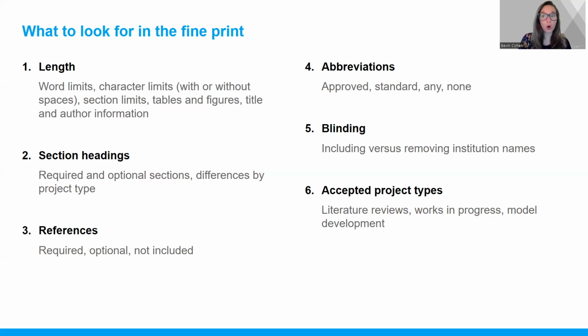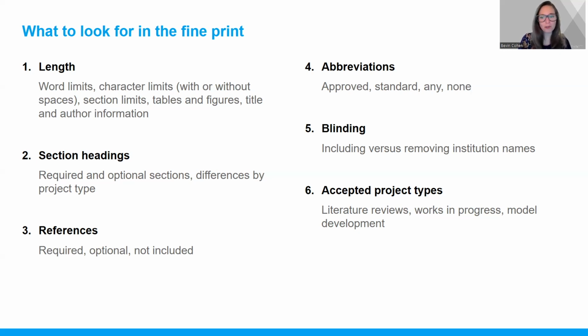The next thing to look out for is references. Some conferences require references, some conferences don't allow references, and sometimes a conference is not going to specify. So make sure you know what the rules are with regard to references. And of course, if the conference does accept references, use the standard style that they recommend.